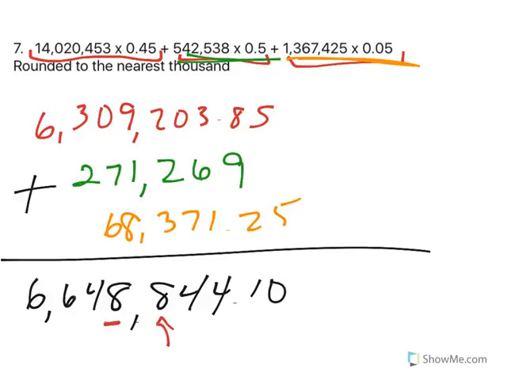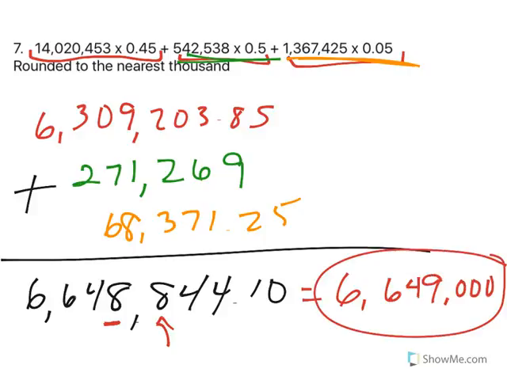Here's my 1,000. 8 rounds up. So 6,649,000. Good. Number 8.